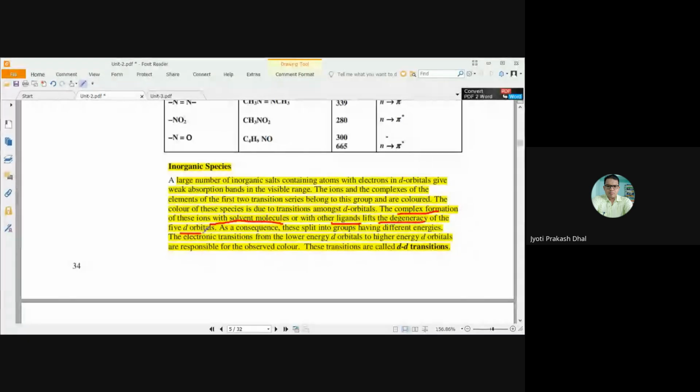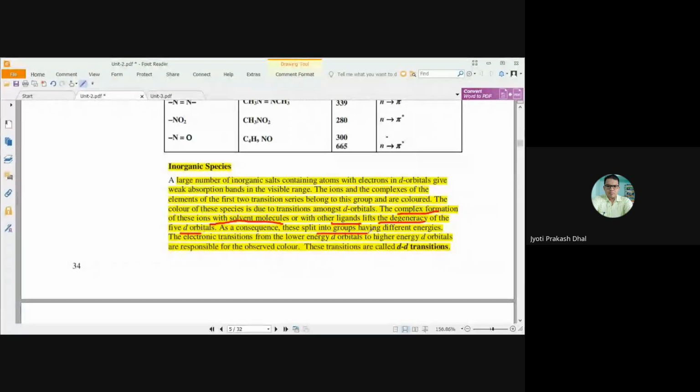So for example, if it forms an octahedral complex, then the dxy, dyz and dzx orbitals have lower energy, called t2g, and the dx square minus y square and dz square orbitals have higher energy, called eg. So the five d orbitals, which are initially degenerate, now split into two different energy levels. Now if electromagnetic radiation of the UV-visible range falls on the sample, there is a possibility of transition of an electron from the t2g to the eg set. So that will give rise to absorption spectra.